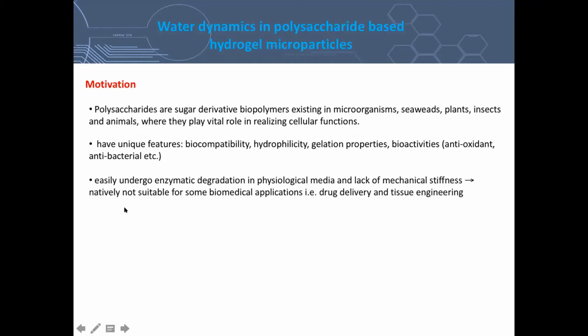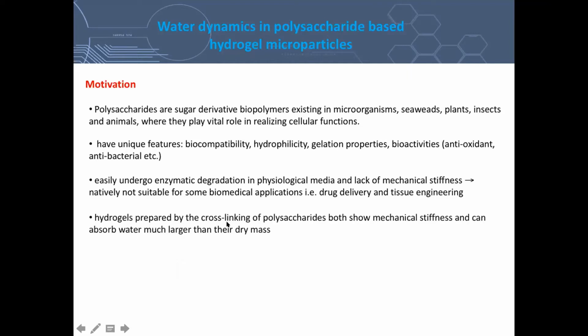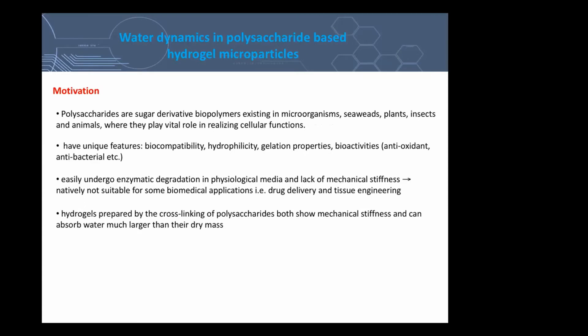However, they have some drawbacks as well. They easily undergo enzymatic degradation in physiological media, and they don't natively have any mechanical strength or stiffness. So for these reasons, they are natively not suitable for some biomedical applications, for example, in drug delivery or tissue engineering applications. But one can prepare hydrogels by cross-linking of these polysaccharides. And actually, this is very easy because almost all polysaccharides have hydroxyl groups, and some of them even have carboxylate and amine or amide groups. So they can be easily derivatized, and they can be easily cross-linked among each other.